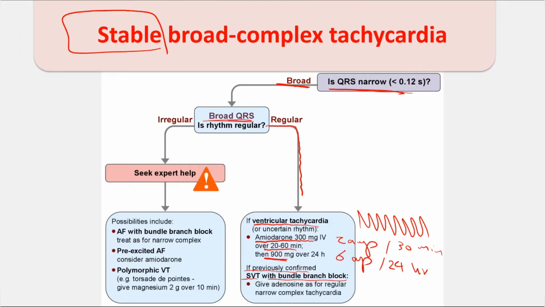If the QRS is irregular but wide, then you have to ask for cardiology help, because it might be due to AF with bundle branch block. You treat it like an AF, like a narrow complex one. Or it might be pre-excited AF, WPW syndrome plus bundle branch block, where you consider amiodarone. Or it might be polymorphic VT, called torsade de pointes. In this case, you have to give magnesium 2 gram over 10 minutes. So these were for stable, wide complex tachycardia.